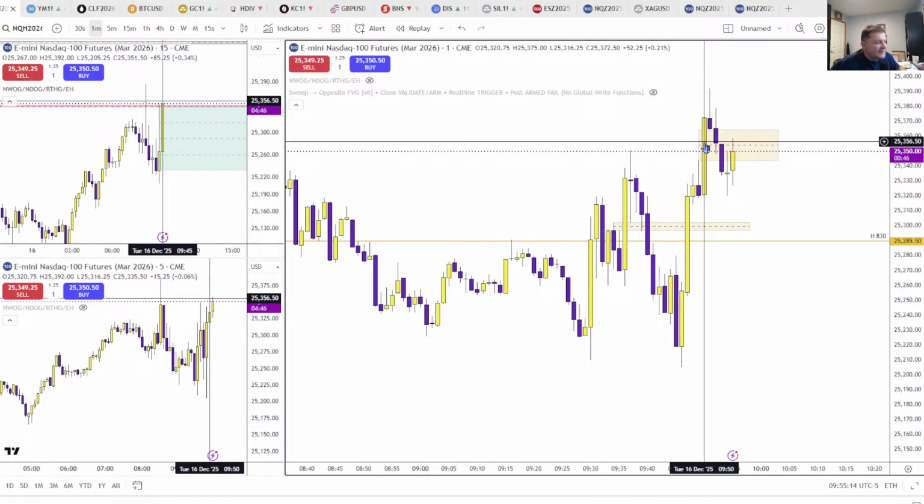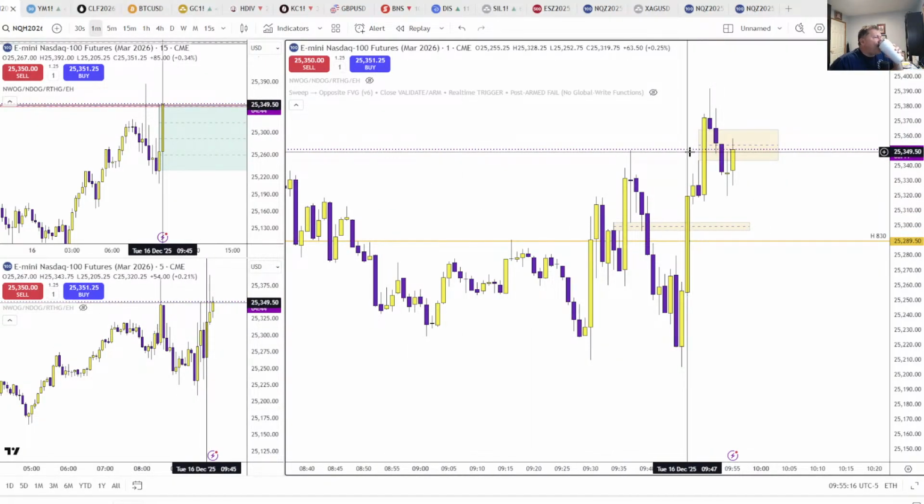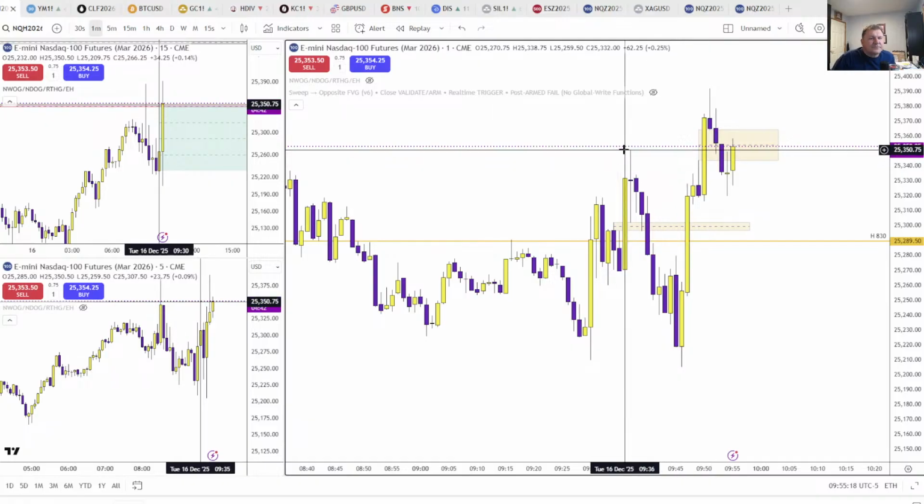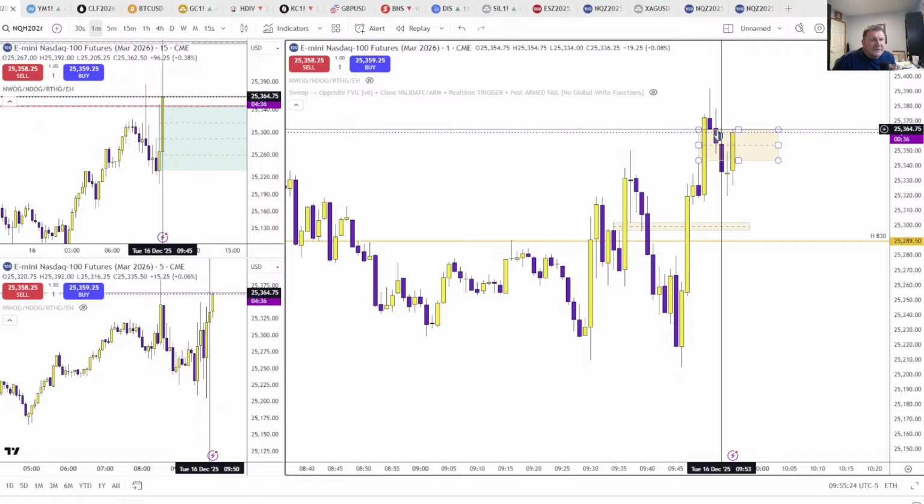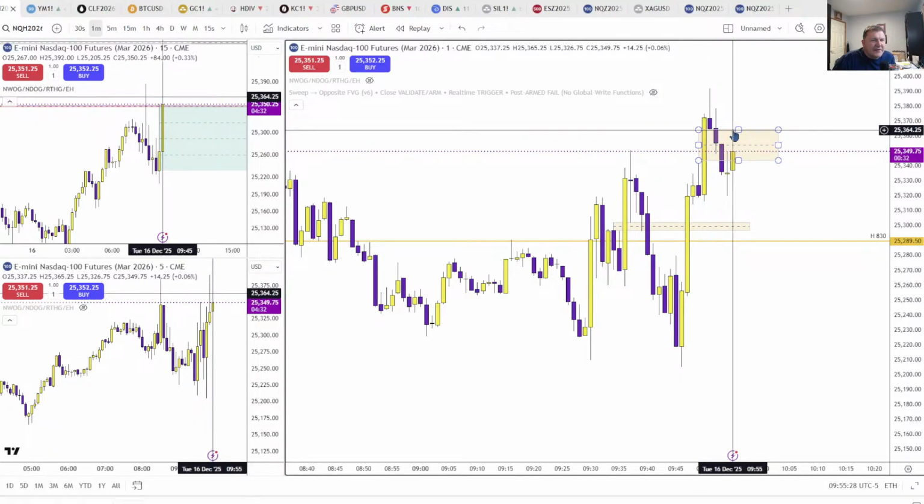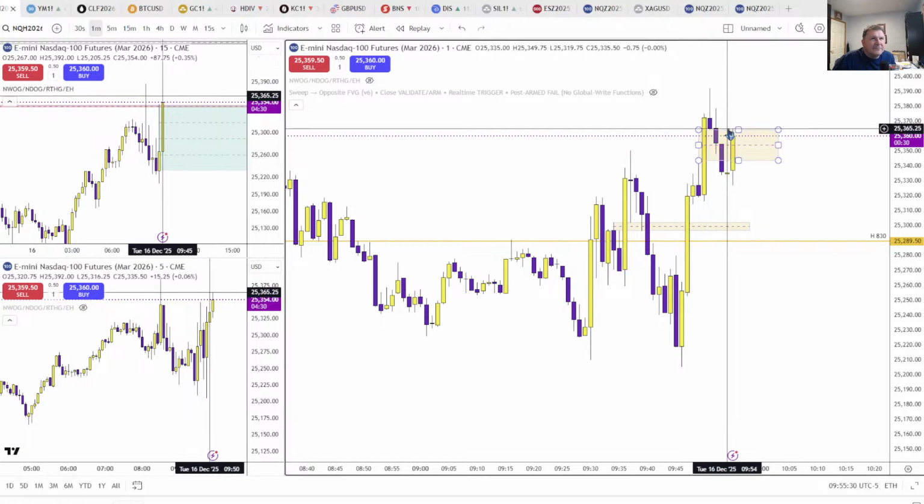So let's keep our eye on this area here. There's the high of it. That's where you want to see the ultimate little entry if you're short. Stop loss would be just above you here.